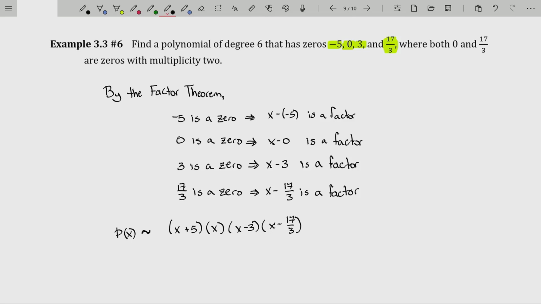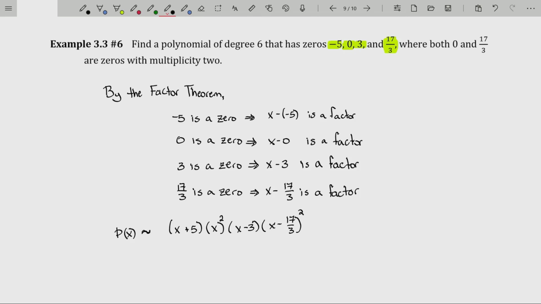And we have already talked about multiplicities of zeros. That was in a previous lecture. I think that lecture was titled Zeros of Polynomials and Their Multiplicities. So we know that the degree of those factors is going to be 2. The degree of the factor x should be 2, and the degree of the factor x minus 17/3 should be 2.